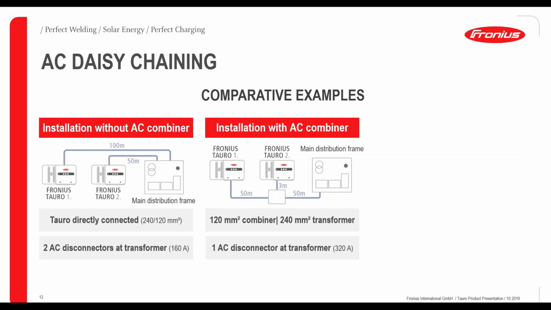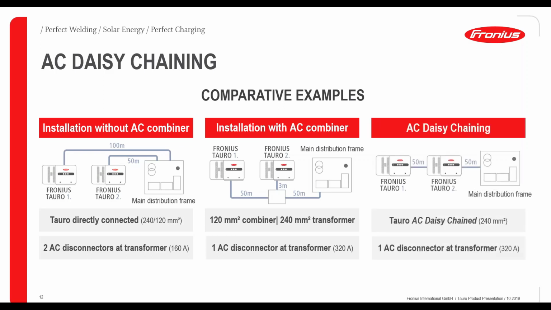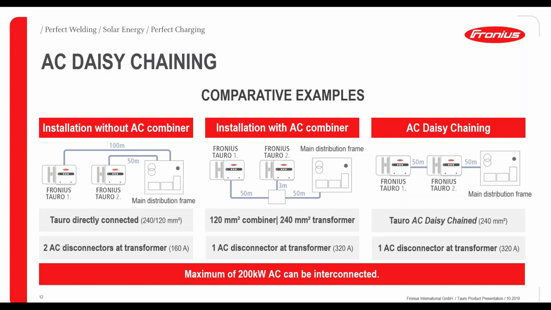Next option would be then an installation with an AC combiner. Here we would have a little bit less cable costs, but the AC combiner box is also a little bit pricey, so we would have to spend a lot of money on this component as well. And the last topic, of course, the AC-DC chaining option would be directly connected, both of the inverters and then to the main distribution frame. Only 1 AC disconnector necessary, no AC combiner box necessary, and a lot less cable costs. And please take into consideration a maximum of 200 kVA AC can be interconnected here.